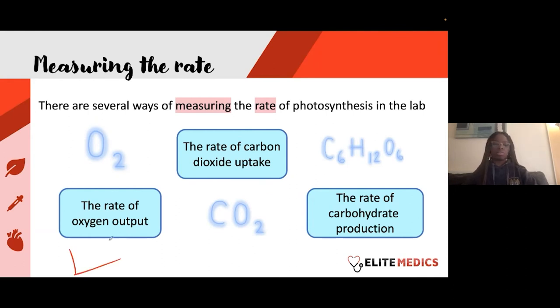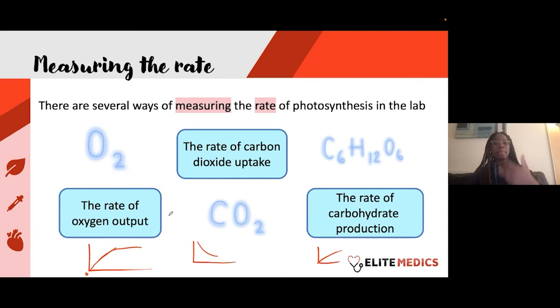Oh no. Let's try that again. Less wonky. So we have oxygen, it will start at zero and it will go up, and at a certain point it'll probably plateau because we'll probably reach the maximum oxygen output. I don't think it constantly stays up, but we would measure the increase of oxygen because we start at zero and it increased. If we have carbon dioxide, we'd have a certain amount and measure how much is taken up. And again, we can do the same thing with the carbohydrate production. So these are three ways of measuring photosynthesis in a lab.